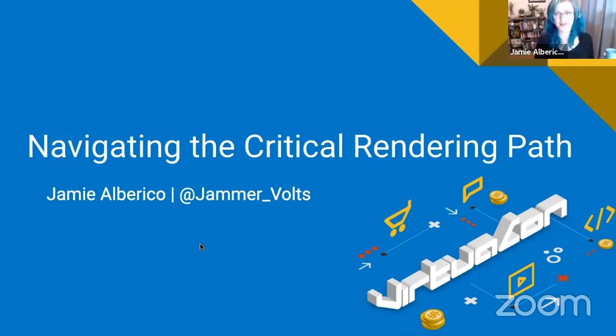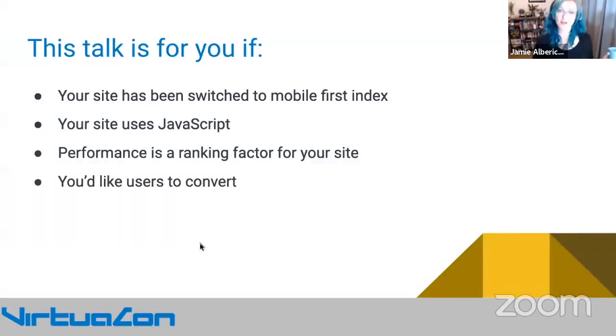And today I'm going to be talking a bit about our critical rendering path. This talk is for you if your site has been switched to mobile first index, your site uses JavaScript, so you're part of the 95% that do. Performance is a ranking factor for your site, or you'd like users to convert in general. Do I have everyone in the audience now? Probably so. And if not, how did you find this channel?